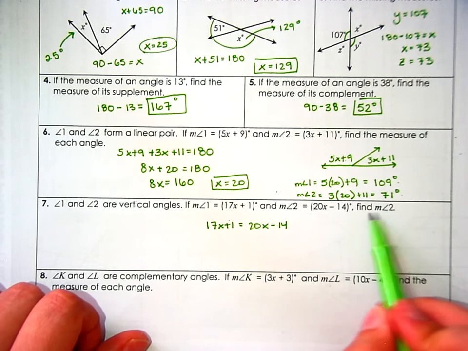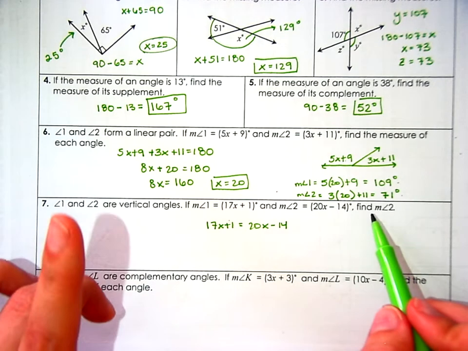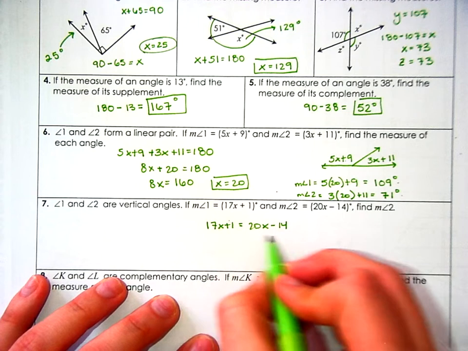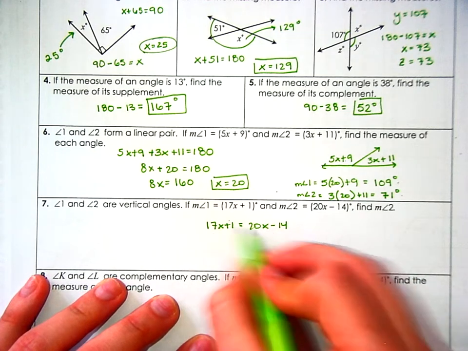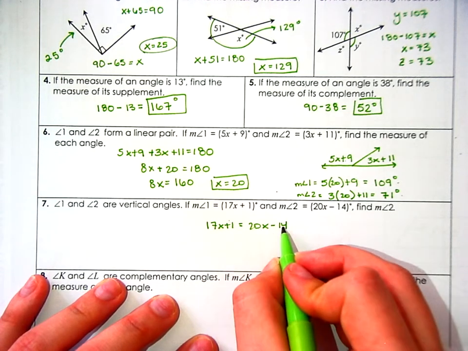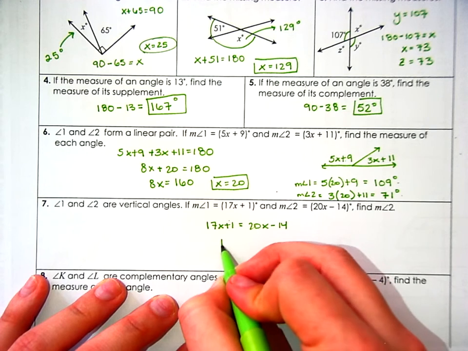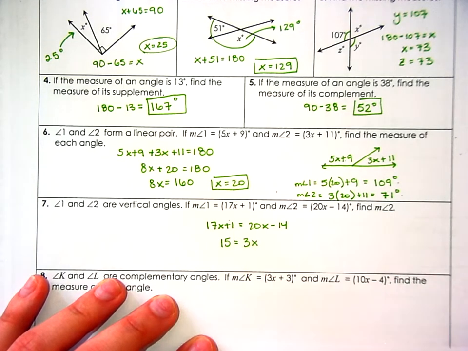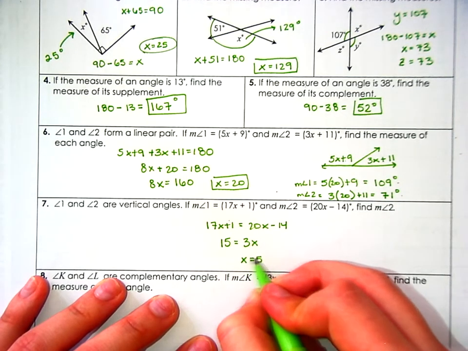Now I want to find the measure of angle 2, so I've got to find x first, then substitute it back in. All right. So I'm going to isolate x. So I'm going to subtract 17x and add 14. So I've got 15 on the left side of the equation, and I've got 3x on the right side. If I divide both sides by 3, I get x equals 5.